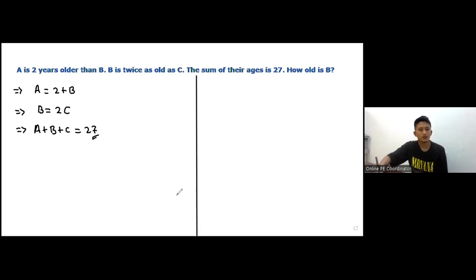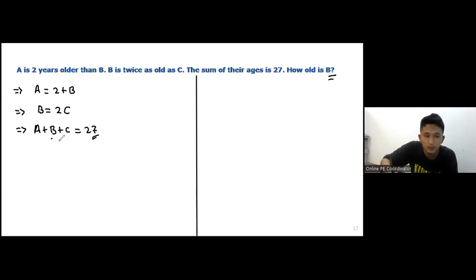If you are a math student, most of you will get the value of A directly, substitute it, get the value of B, substitute it, and find the answer. It will take too much time, so use a trick. The question asks: how old is B? To find the value of B, you have to make B the subject.